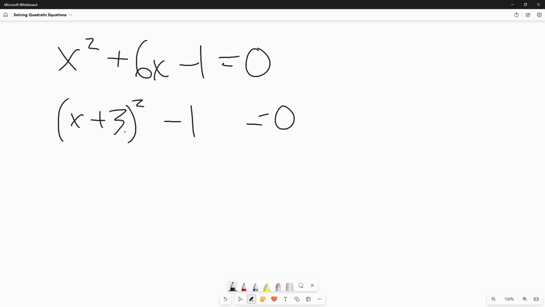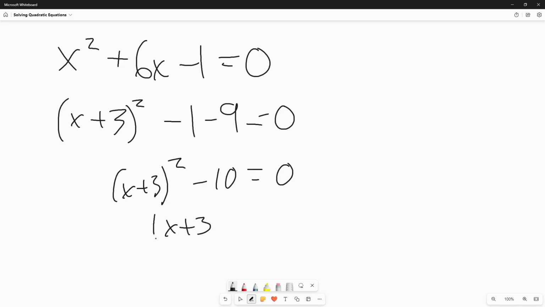But if you pay attention, this isn't equal because x squared plus 6x is not equal to x plus 3 squared. X plus 3 squared is actually x squared plus 6x plus 9. So in order to make these two sides equal, we must do minus 9 to this side as well. We can simplify this to x plus 3 squared minus 10 equals 0. And then x plus 3 squared equals 10.